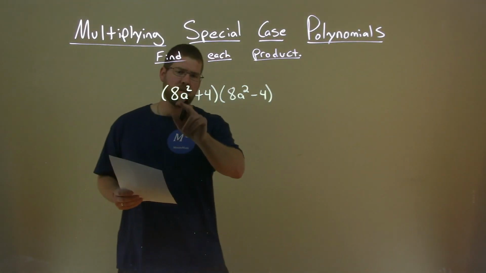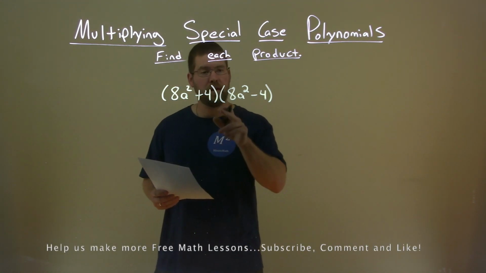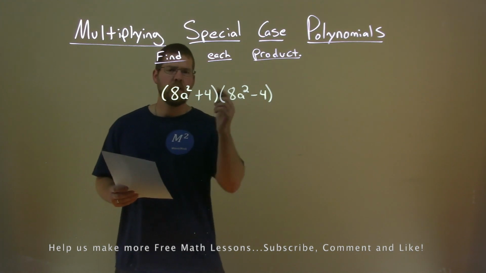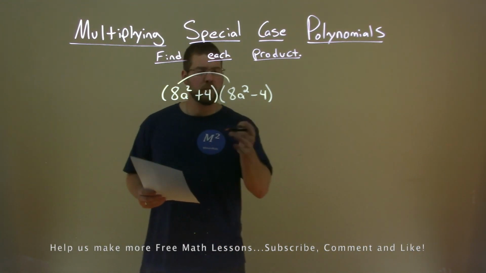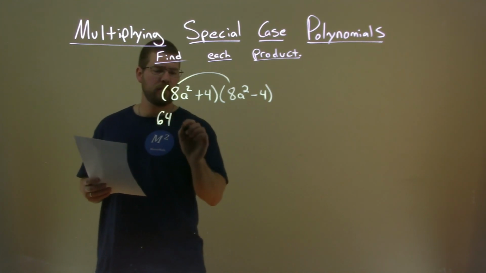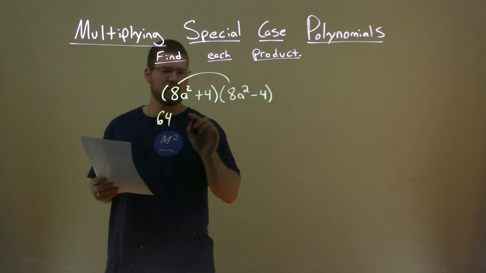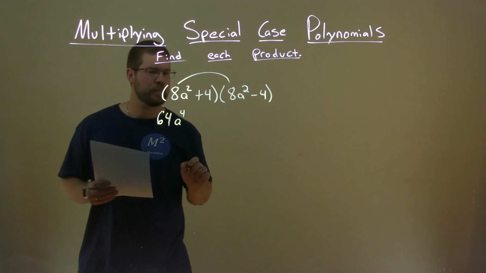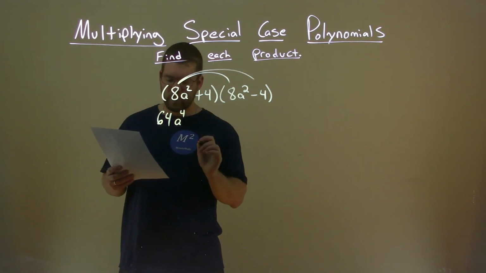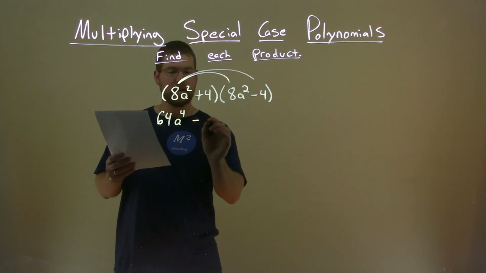We're given this problem, 8a squared plus 4 times 8a squared minus 4, and we need to find the product. Well, we take 8a squared and multiply it by 8a squared. 8 times 8 is 64, so it's 64, well, and then a squared times a squared is a to the 4th power. Continuing on, 8a squared times a minus 4 is a minus 32a squared.